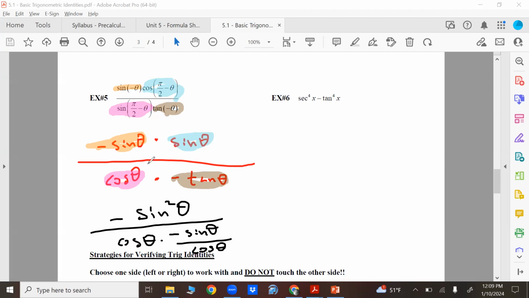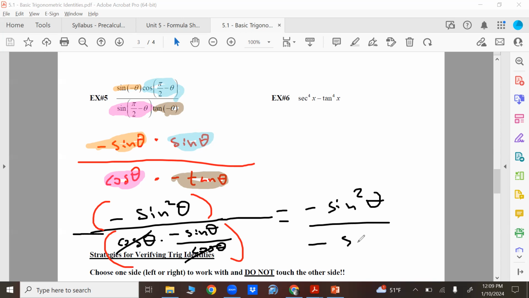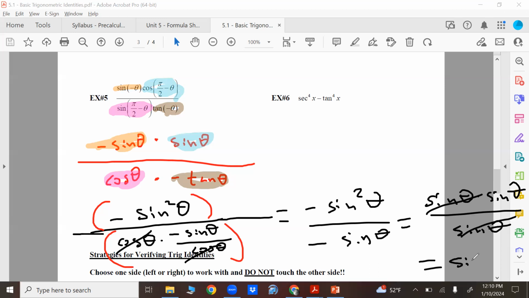So you have two things to consider. You have all this here, and you have all this here, and you have this giant fraction bar that separates the two. What happens to the cosines on the bottom? They cancel out. So you're stuck with negative sine squared theta over negative sine theta. What happens to negatives? They cancel out. And now you have sine squared theta, which is really just sine theta times sine theta, over sine theta. What happens to the sine thetas here? More canceling. What are you stuck with? Boom, got it.